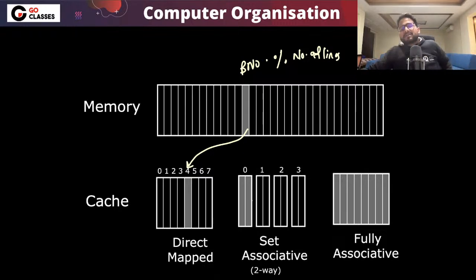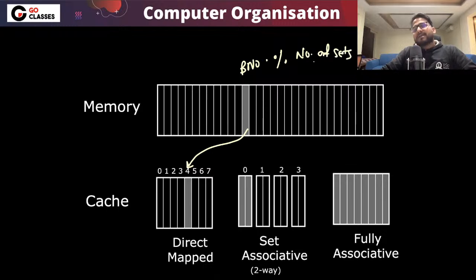Set associative says that I can put the block in either this line or this line. Basically, I can put it in any line of the set. So I will be dividing the cache into sets, and then I can put it in any line within the set. Very intuitively you can understand it like this. If these are the 4 sets, I will be using the same formula, only instead of the number of lines, I will just say the number of sets. Is this little bit okay to everyone?